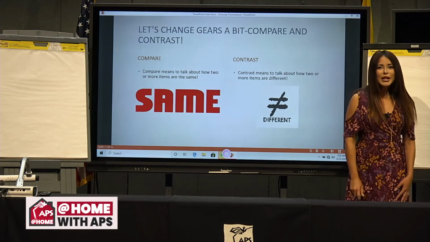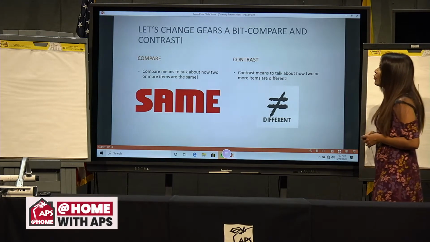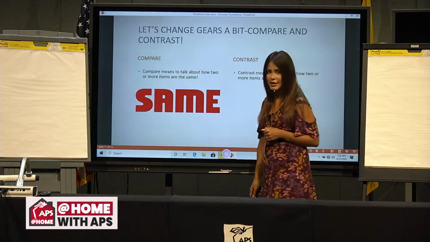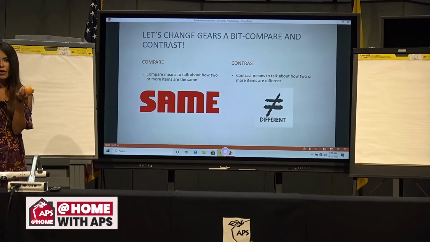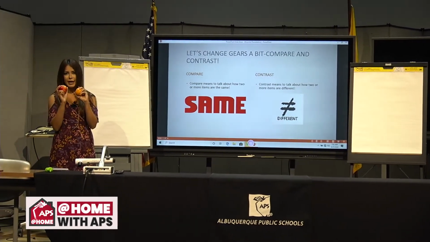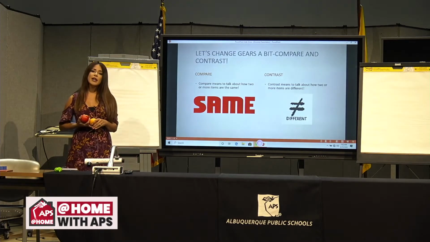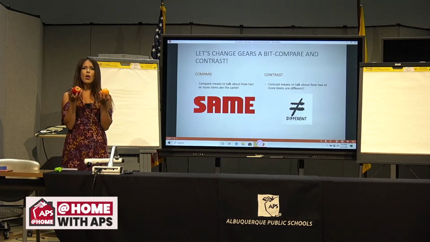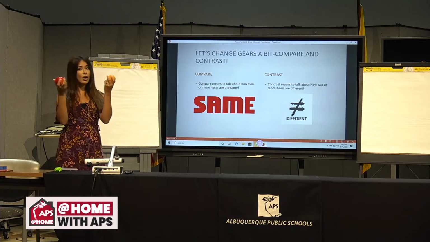So, comparing and contrasting, this is one of my favorite things to teach my 5th graders. When we compare and contrast information, compare means to talk about things that are the same. So, I brought an apple and an orange. When I compare them, I'm going to talk about the same things that they have. So they're both fruits. Contrast means that we'll be talking about how things are different. So obviously, an apple and an orange are both fruits, but when I contrast them, I'm talking about how they are different. Well, this one is red, this one is orange, this one is an apple, this is also an orange.